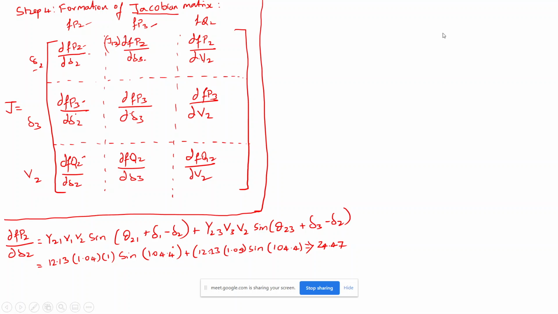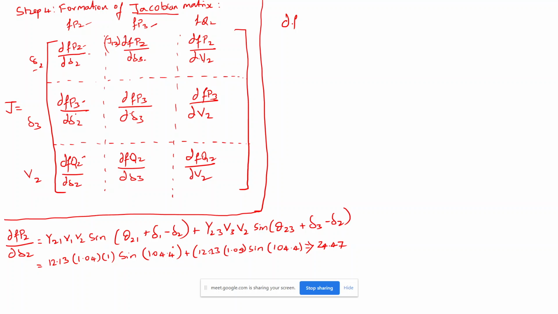How many of you got this value? 24.47. So respectively, you need to do for all the values. What value will we get for this? You are going to find out for all the values. I will write the final value here.